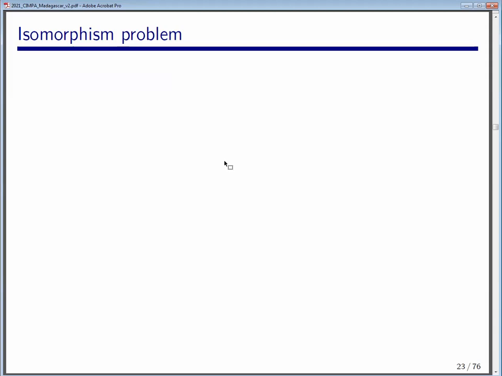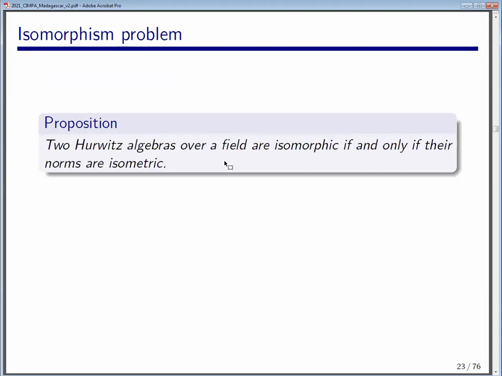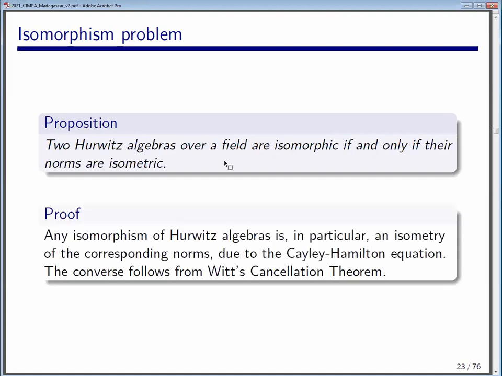And the result is nice, because everything depends on the norm. Two Hurwitz algebras over a field are isomorphic if and only if their norms are isometric. So the problem restricts to a problem in linear algebra, whether these two quadratic forms are isometric or not. So the isomorphism class is determined by the isometry class of the norm. So this is reduced to a linear algebra problem. And actually, the proof depends on linear algebra.